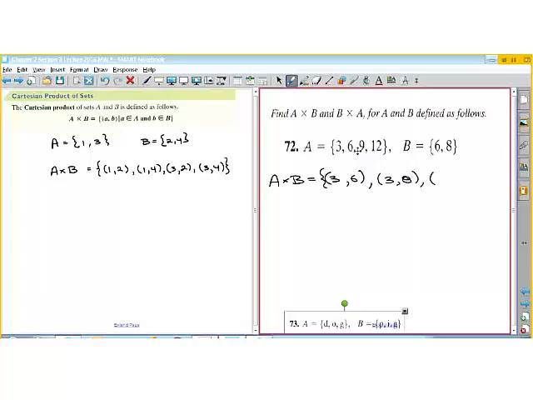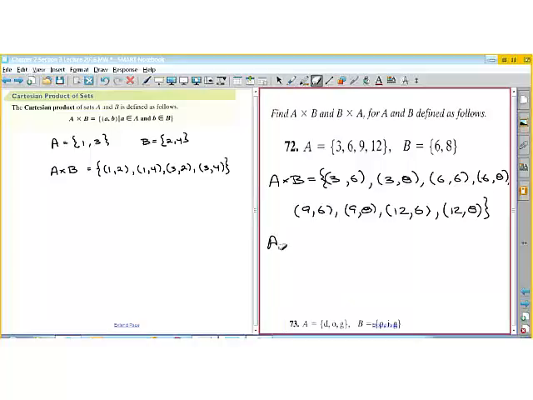So that's 2 out of 8. Then we change to the next number, 6, and then we take that second number and we do it twice. So 6 and 8, and then we go to 9, the next number. So the first number is 9, the second number is 6 and 8. And then finally we take the last number in the first set, which is 12, and again 6 and 8. And that's the answer.